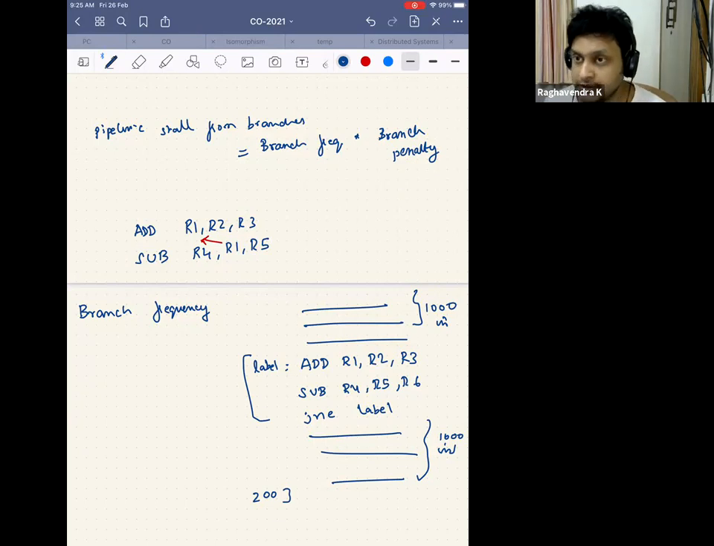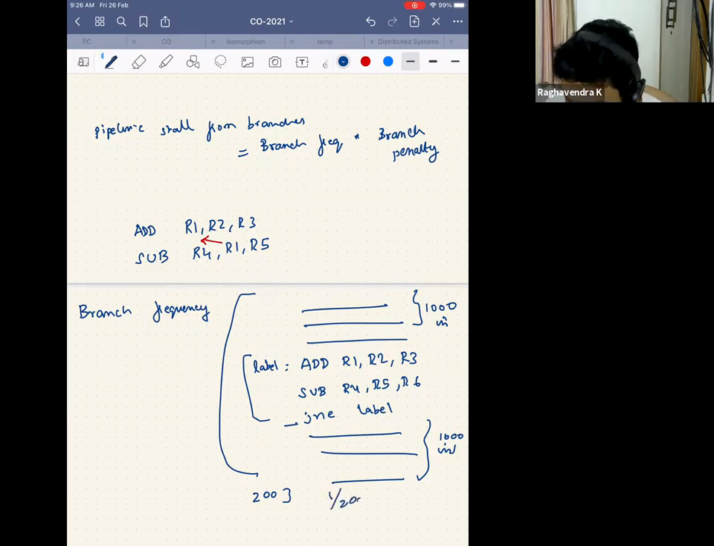If I ask you what is the number of times you saw a branch instruction, if I give you this piece of code and you as a programmer saw this entire piece of code, you try to figure out the branch frequency, what is the ratio that you saw a branch instruction. You will easily say that it is 1 divided by 2003, because you saw only one branch among the 2003 instructions.